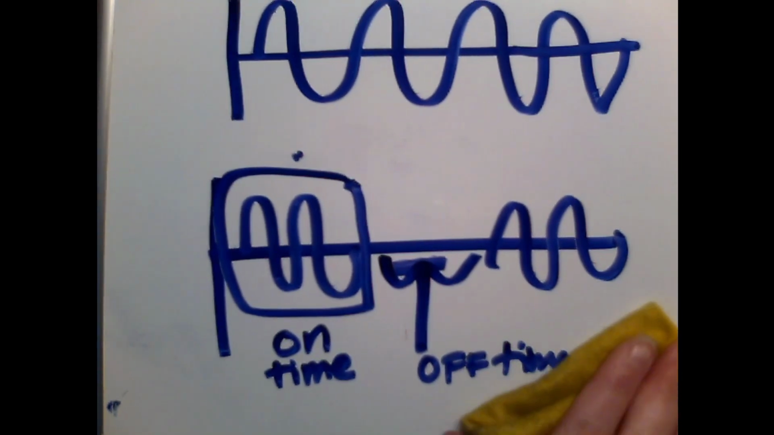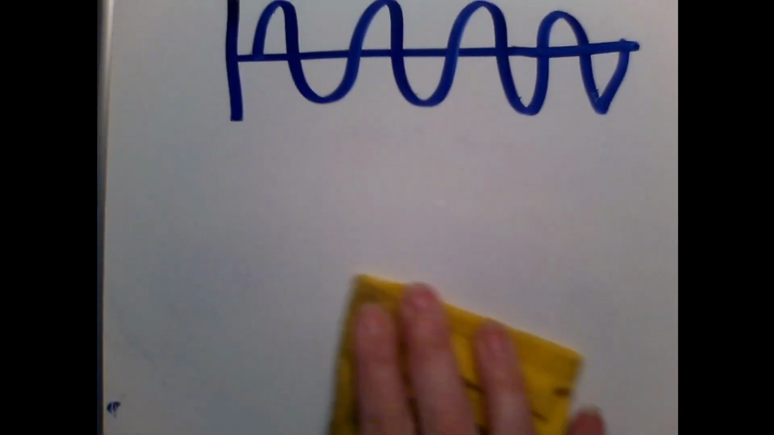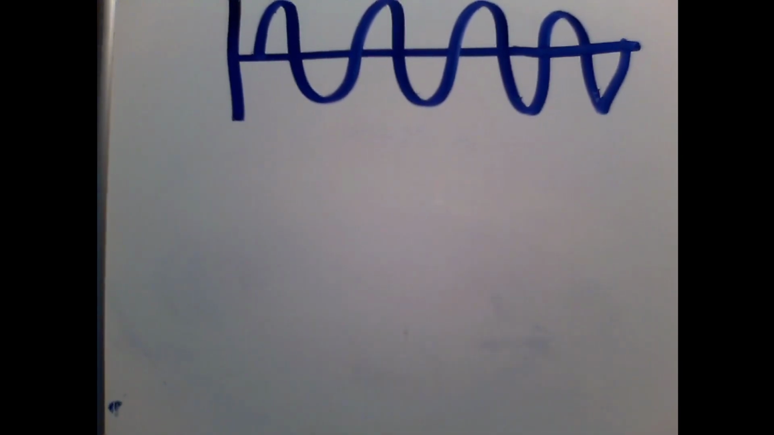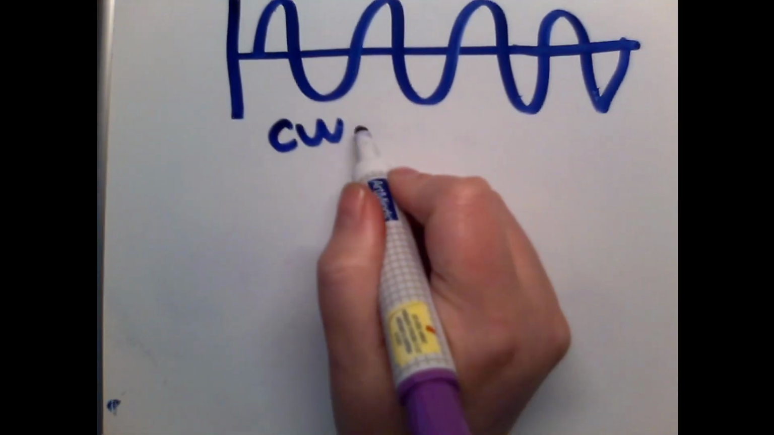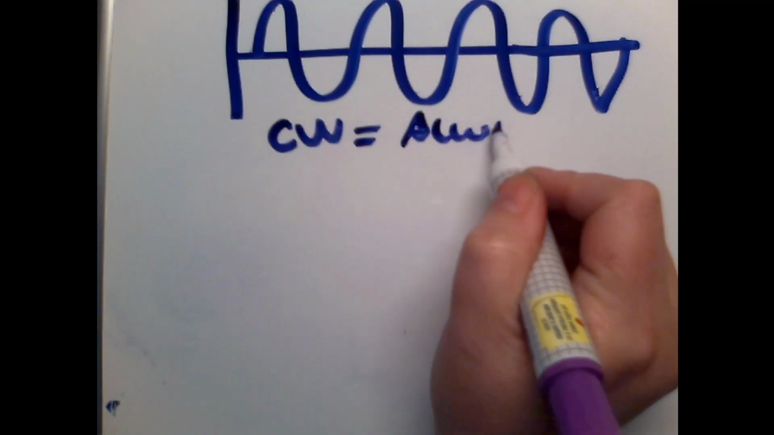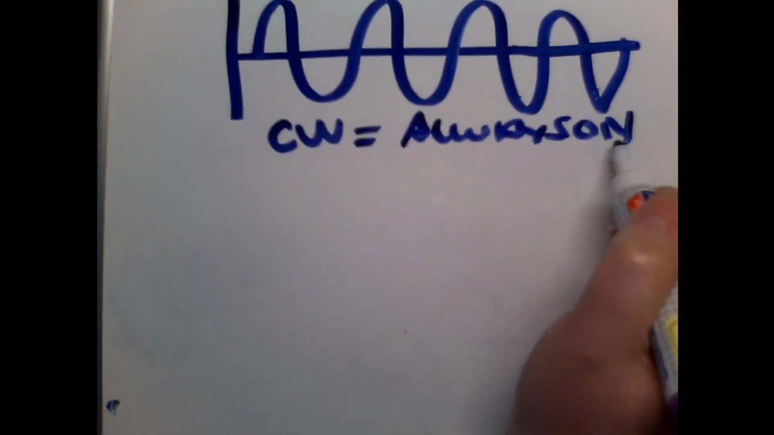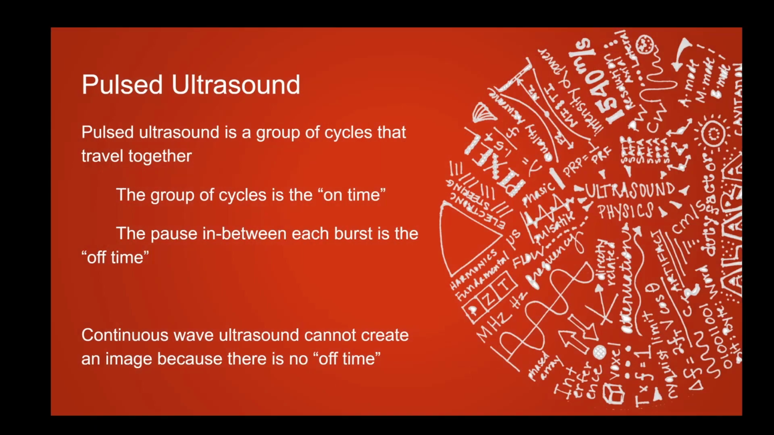And so if you look at the continuous wave that I drew up on top there, you will see that there is no off time. And so that kind of makes sense too then, that the continuous wave, or CW as it's abbreviated quite often, is always on. There is no off time. Okay. So again, pulse waves, or PW, have on and off time. Continuous wave only has on time.